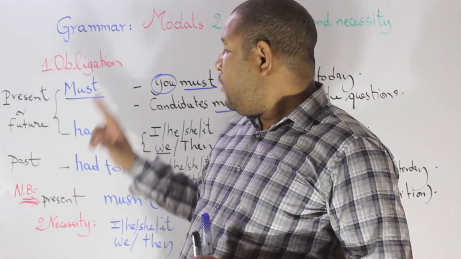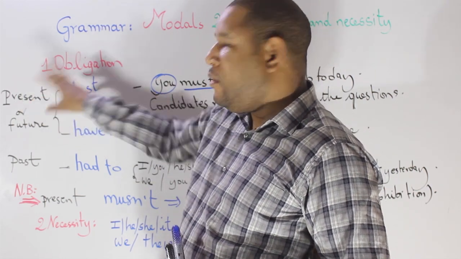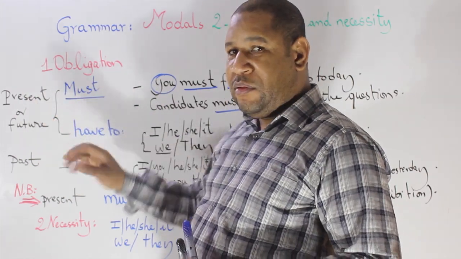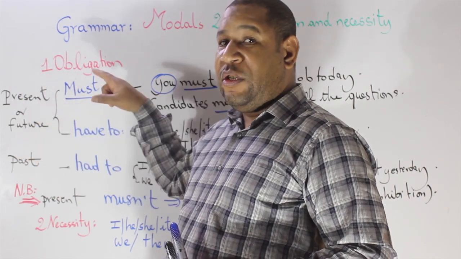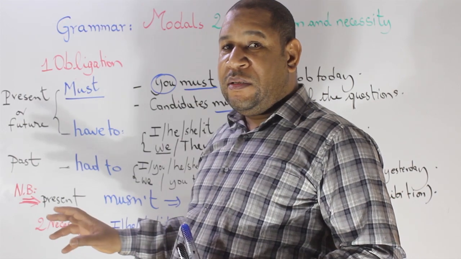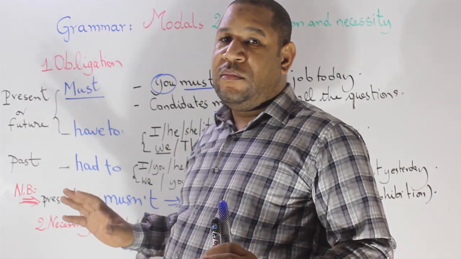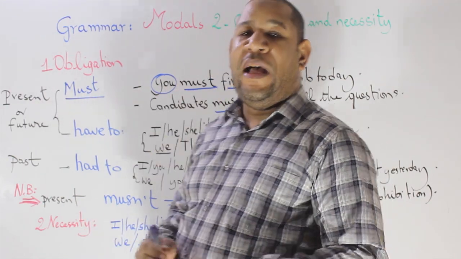Okay, remember. For the present or future, we use both must and have to. So let's make this clear. Both present or future, we can use them for must and for have to. And if we have obligation in the past, we use had to. Now let's explain why we have must and we have to.